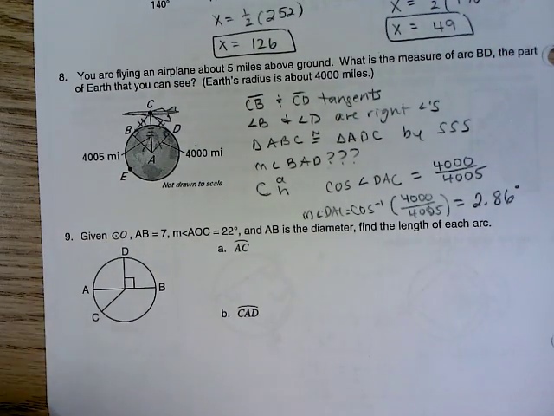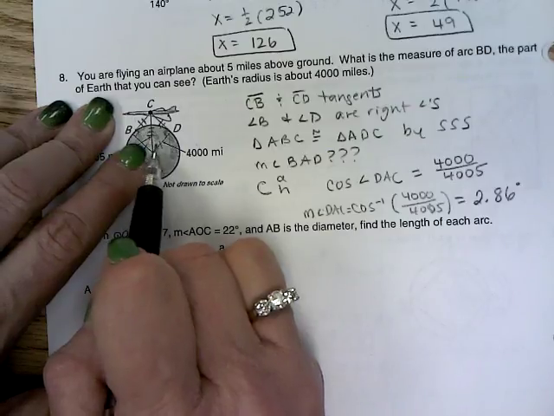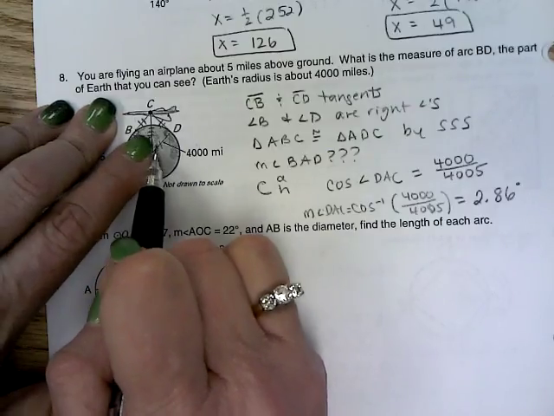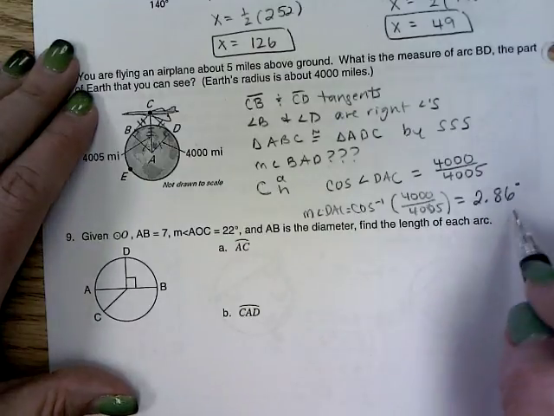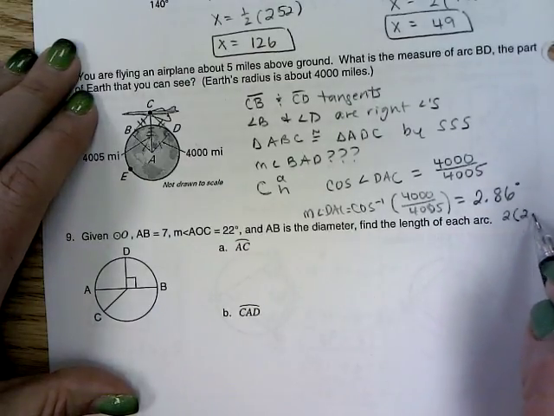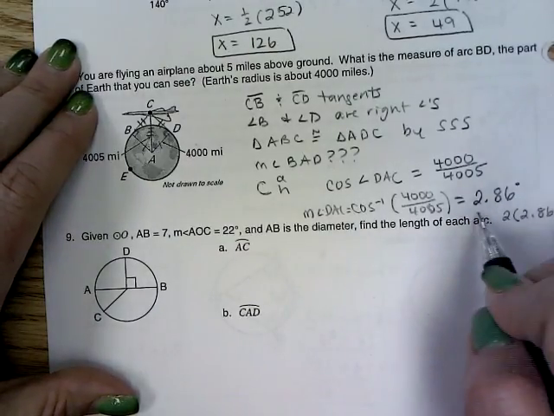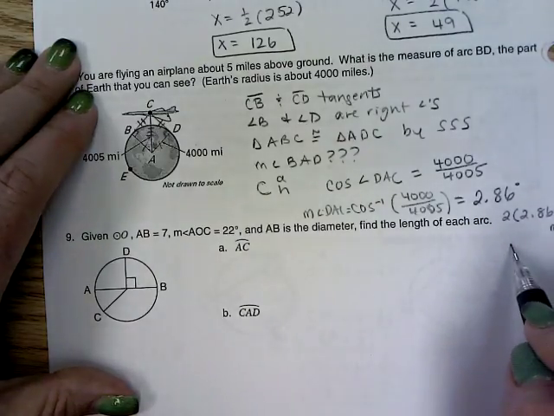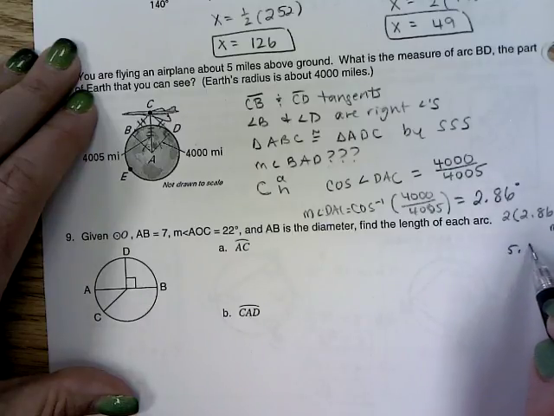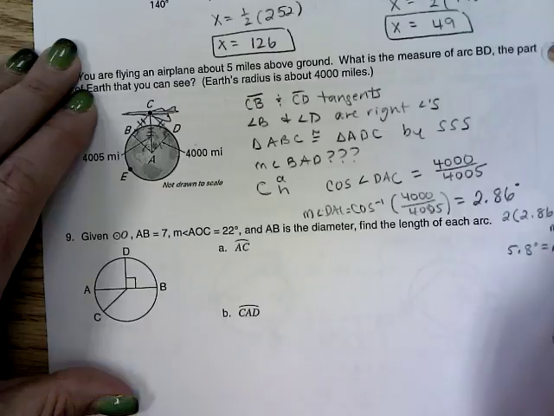But I know that, again, these two angles are congruent angles. I only found this little angle here, so now I can double it, or multiply it by 2, to get the measure of angle BAD. So my measure of that angle is about 5.8 degrees when I multiply it by 2.